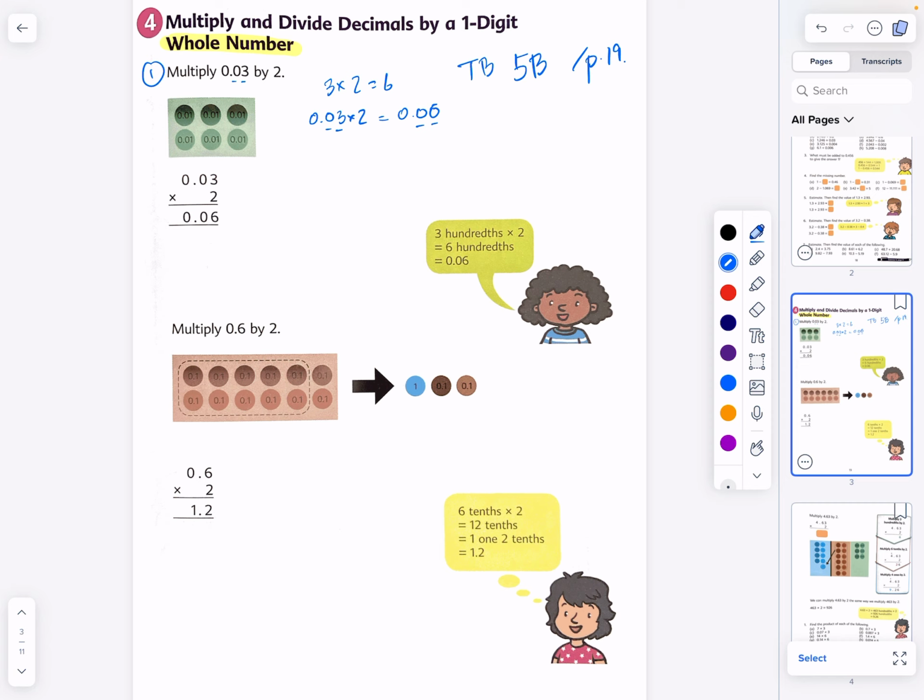Next, what happens when we multiply 6 tenths times 2? Well, we will get 12 tenths, and 12 tenths is just 1.2. We know that, right? So 6 tenths times 2 gives us 12 tenths, or 1 whole and 2 tenths, 1.2.